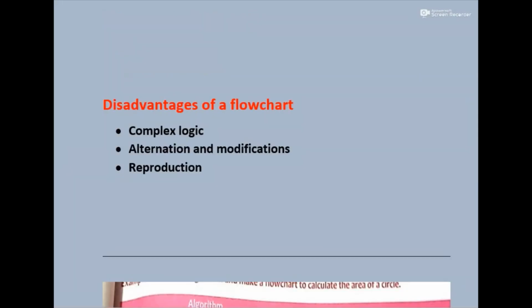Next topic is disadvantages of a flowchart. The first disadvantage is complex logic. Sometimes a program's logic is quite complicated, and in that case a flowchart becomes complex. The second disadvantage is alteration and modification. That means if alterations or modifications are required, then the flowchart may require a complete redrawing. So this is the second disadvantage of a flowchart.